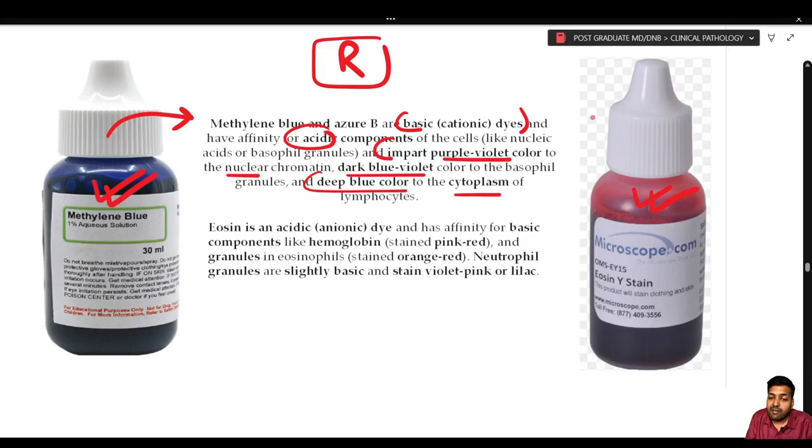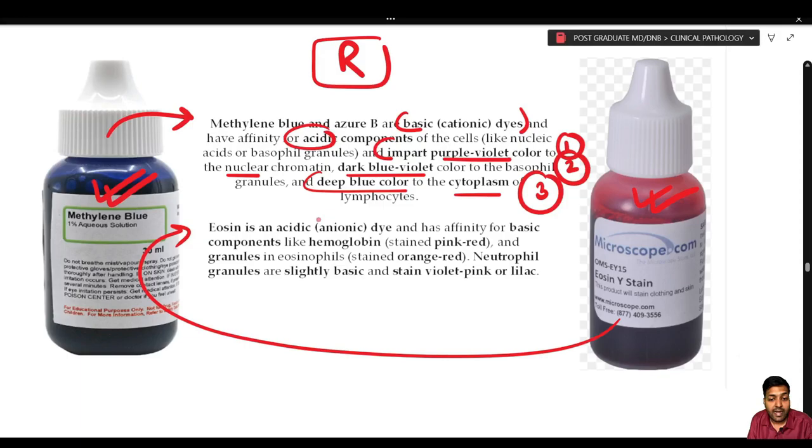So there are three important components and the ways in which they are imparting color: a purple violet color to the nuclear chromatin, dark blue violet color to the basophilic granules, and a deep blue color to the cytoplasm of lymphocytes. This is about the methylene blue. Now the second important dye is your eosin, which is basically an acidic or anionic dye. It has affinity for the basic components of the cells like the hemoglobin, which is stained pink red by eosin, and the granules in the eosinophil, which are stained orange red or brick red.